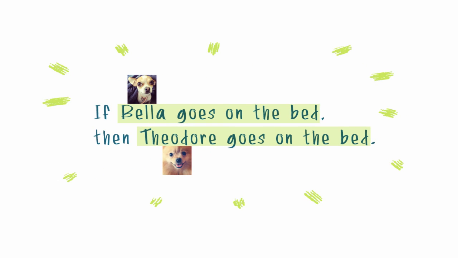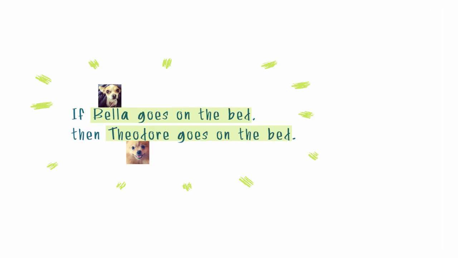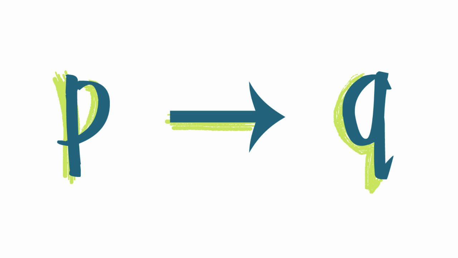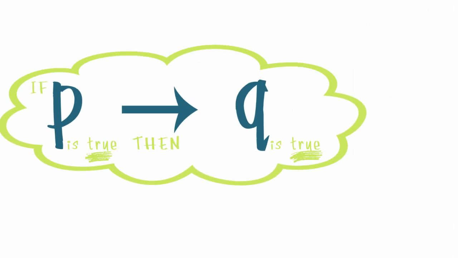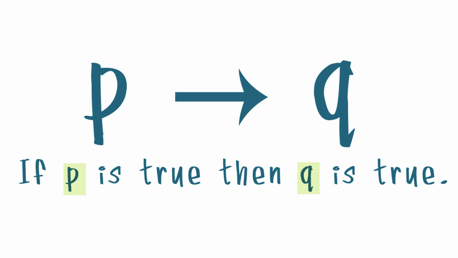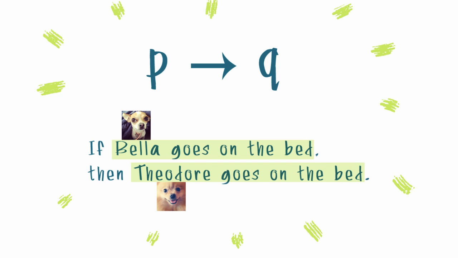They're best friends. If Bella goes on the bed, then Theodore goes on the bed. Instead of writing this sentence over and over again, in logic, we have a shorthand way of expressing the same exact sentence. And here it is. And what that means is, if P is true, then Q is true. It's the same sentence. If P is true, then Q is true. And in our case, the P is Bella goes on the bed, and the Q is Theodore goes on the bed. So, if Bella goes on the bed, then Theodore goes on the bed.